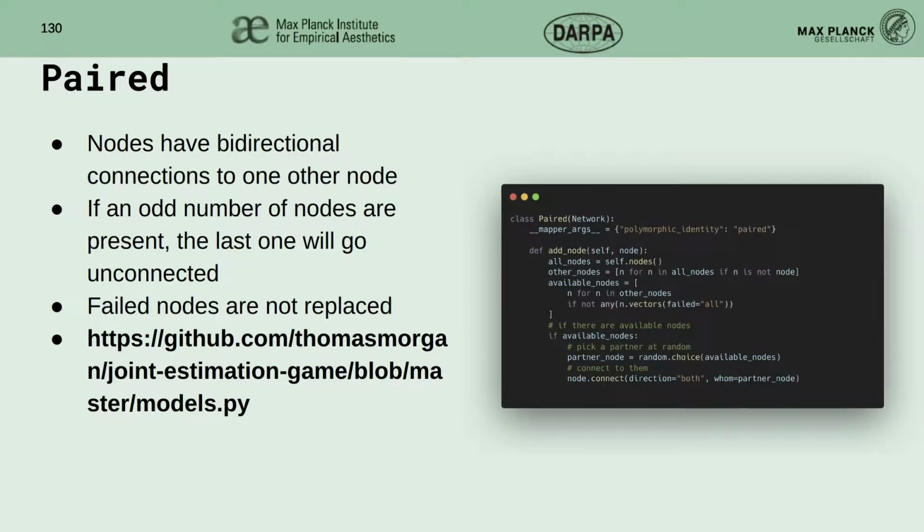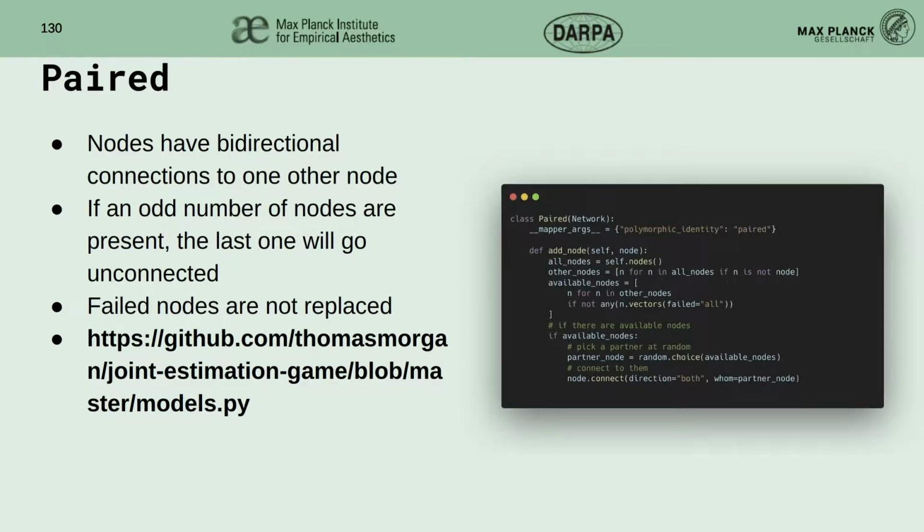And here you can see the definition of it. It starts by defining the class paired as a subclass of network. It defines that polymorphic identity. And then it defines the network construction algorithm via add node. What do you do when a new node arrives to the network? You find all the nodes, you get all the nodes that aren't this one, and you find all of the available nodes, which are all of the nodes that don't have any failed connections.